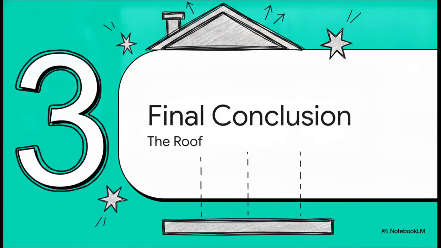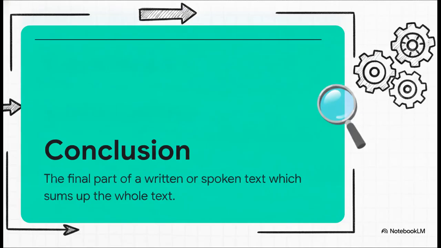Section 3. Finding the final conclusion, the roof. Once we've spotted the foundation, we've got to look up at the roof. The textbook definition of a conclusion is the final part of a written or spoken text which sums up the whole text and the logical result of the premise. Now, a quick heads up here. It's vital to realize that in this context, a conclusion isn't just the final sentence of a paragraph. No, it's the definitive stance the author wants you to adopt based on their evidence. It is the final destination they've been driving you toward this whole time.